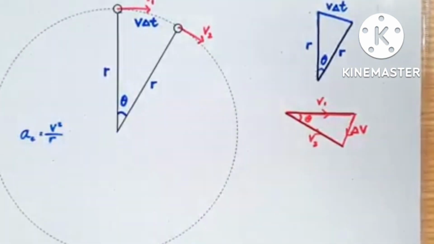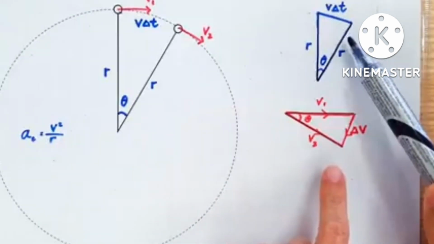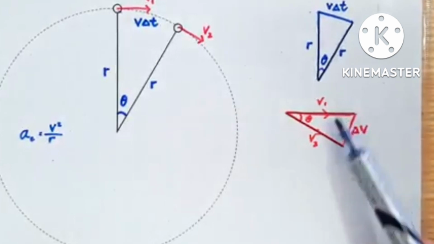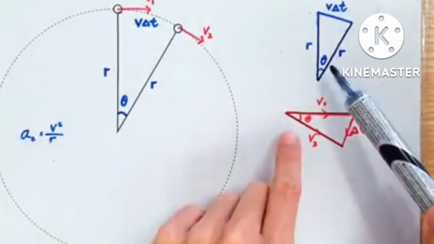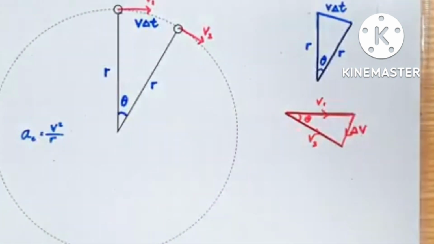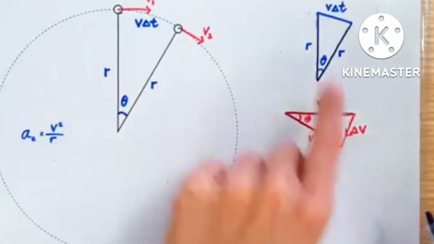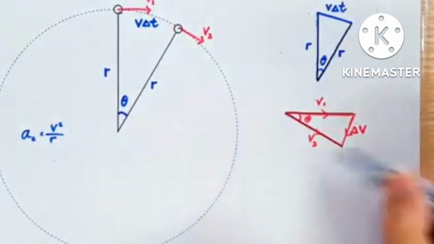Now back to the two triangles. Do you realize that these two are similar triangles? Because they are both isosceles triangles, subtended by the same angle theta. What can we do with similar triangles? We can equate the ratio of the corresponding sides, right?